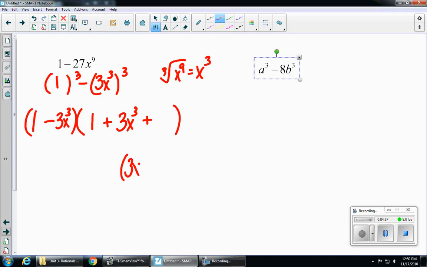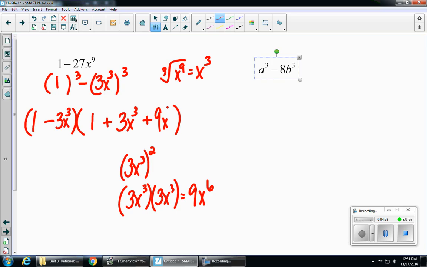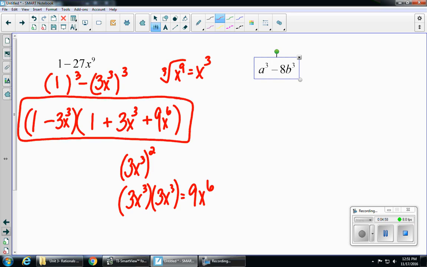So if you need to, you can write this out. 3x cubed to the second power is really 3x cubed times 3x cubed, which will give us 9x to the 6th. So that's my last piece in here. You have to square both the number and the variable.